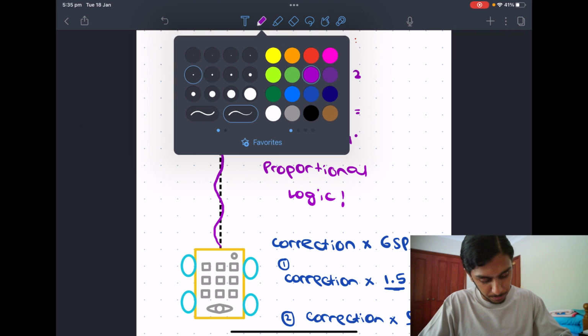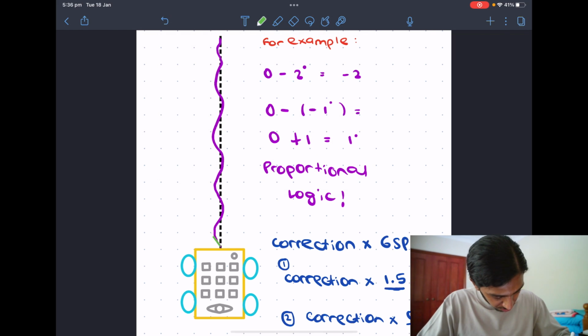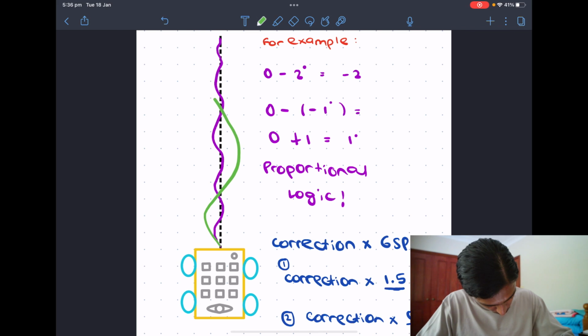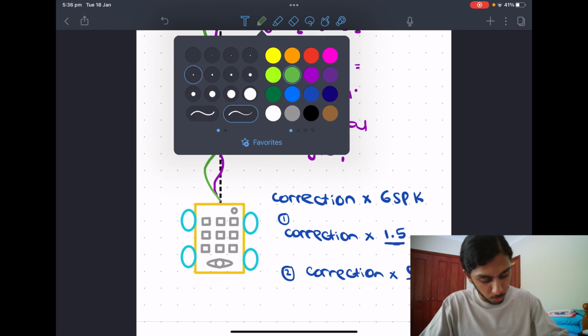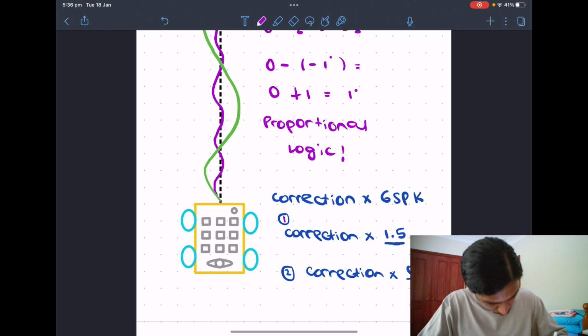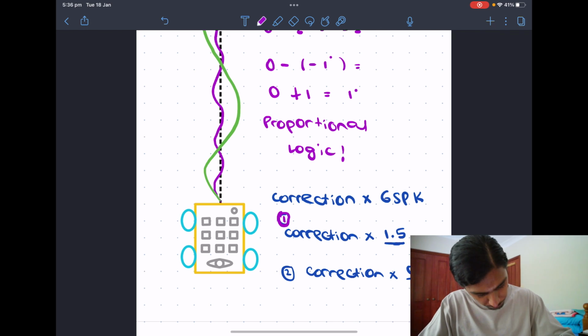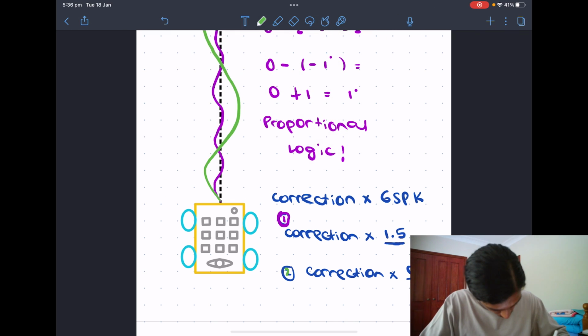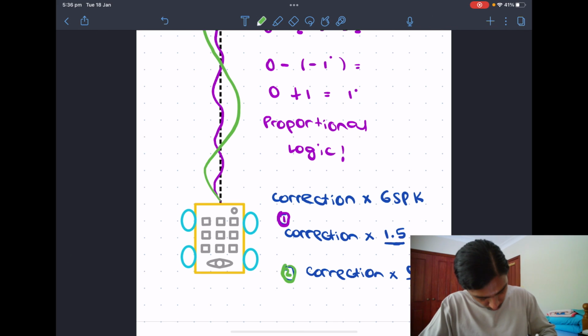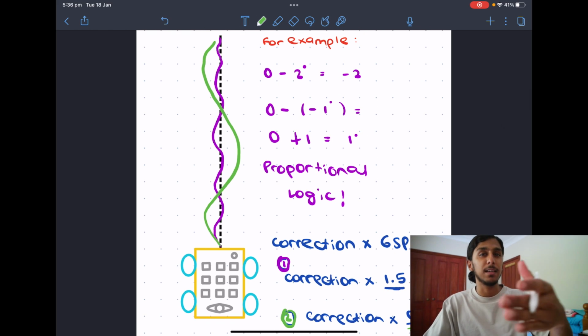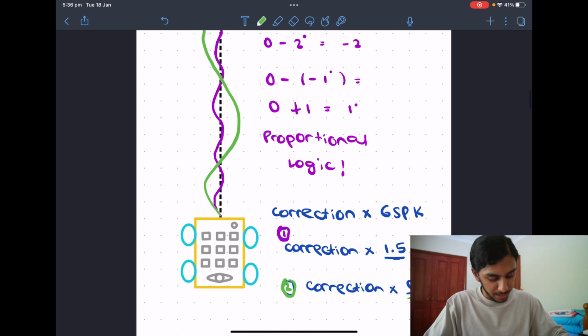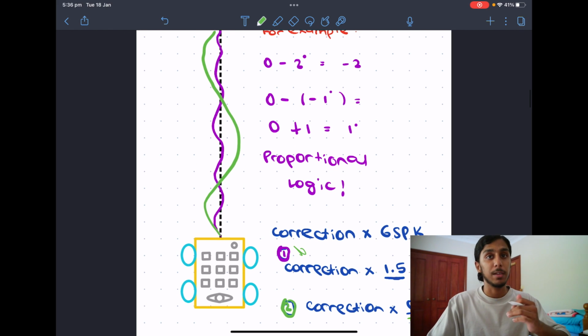What does a lower GSPK do? So I'm going to choose a different color. Let's go with green. A lower GSPK will make it a lot more curvy like that. So the purple is actually situation 1, so I'll highlight that. And the green is situation 2. So with a lower number here, it has a slower rate of correction, and with a higher number here, it has a much faster rate of correction.